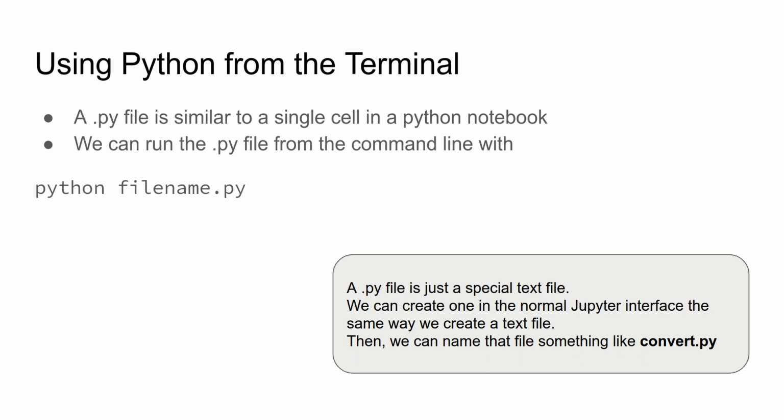We can create them in Jupyter the same way that we create a text file, going into that main page where we see files listed and clicking New, and then choosing to create a Python file and giving it that .py extension to sort of label it as Python code. And that's really all that does.